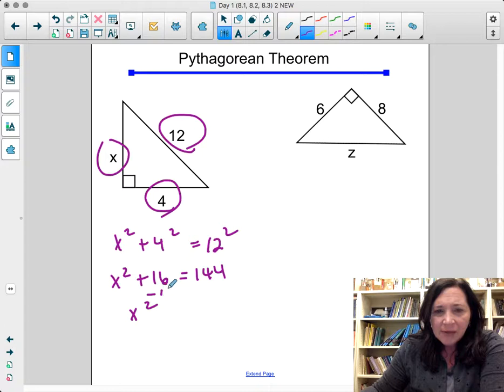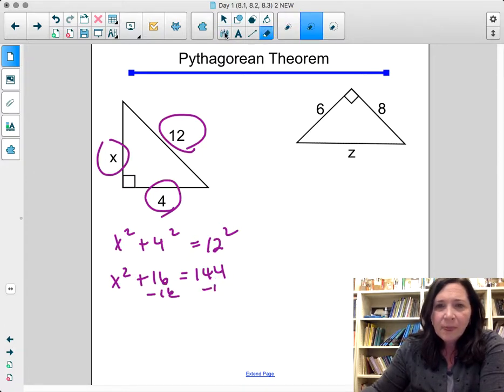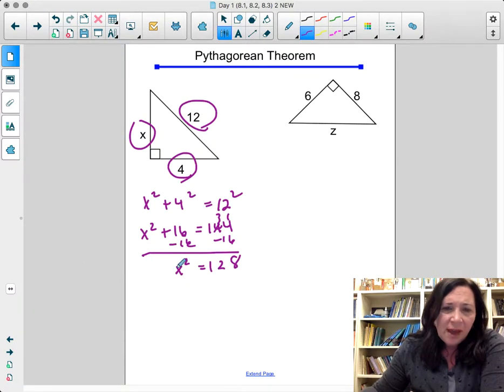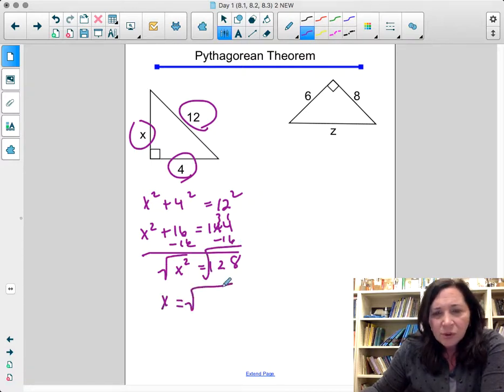If I subtract 16 from both sides, let me erase this part right here, I get x squared is equal to 128. So you're going to want to reduce that. You take the square root of both sides, right? So you have x equals the square root of 128.